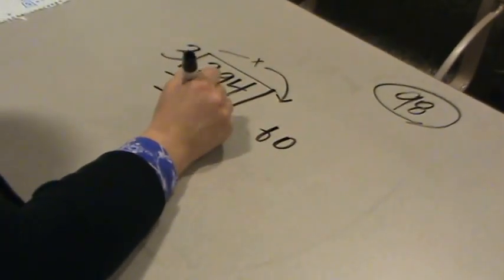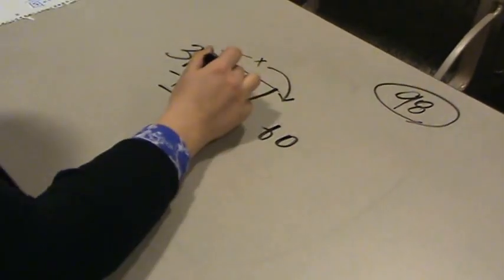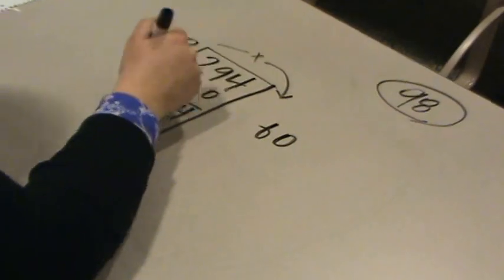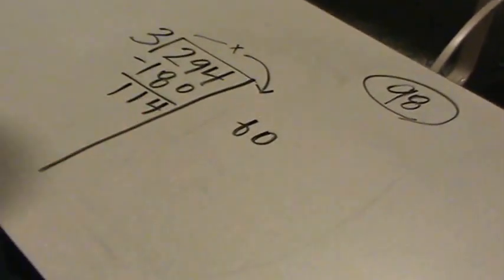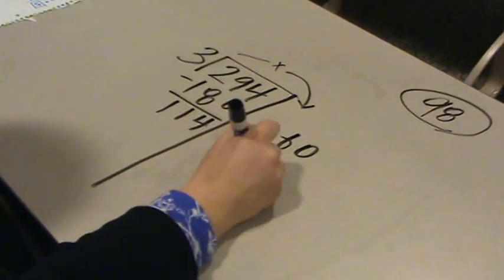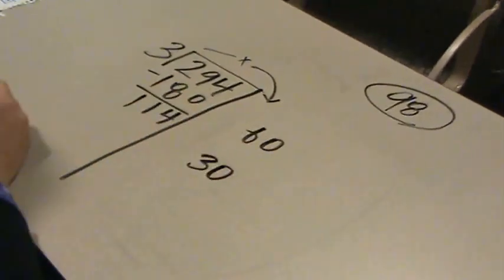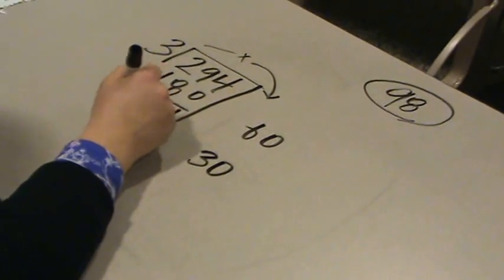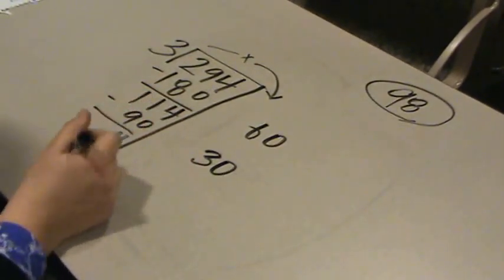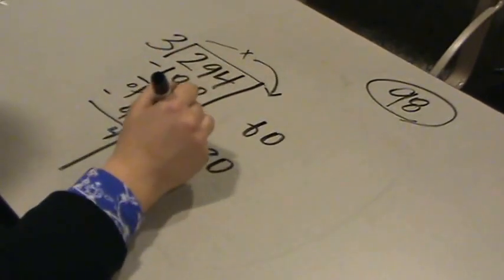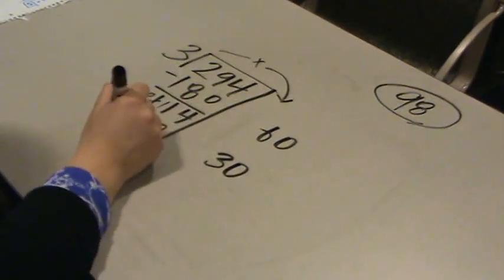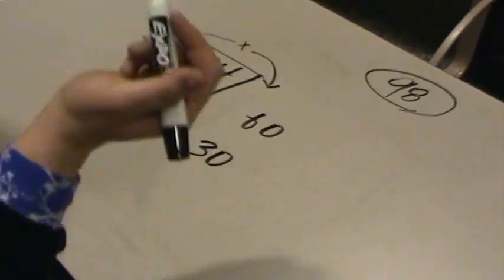We're going to say 4 minus 0 is 4, 9 minus 8 is 1, and 2 minus 1 is 1. So I have 114. So now I know that 3 times 30 is going to equal 90. And we're just going to subtract that again. 4 minus 0 is 4. And we're going to have to regroup this one. So we're going to turn that 1 into a 0. And we're going to make that 1 into an 11. 11 minus 9 is 2. And 0 minus 0 is 0.